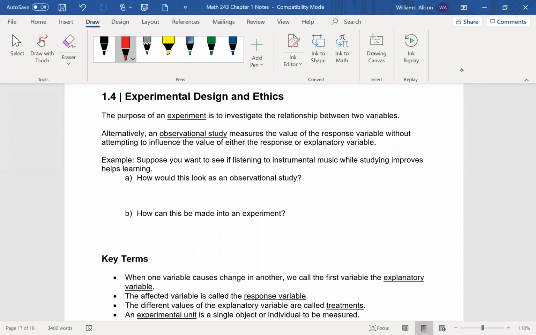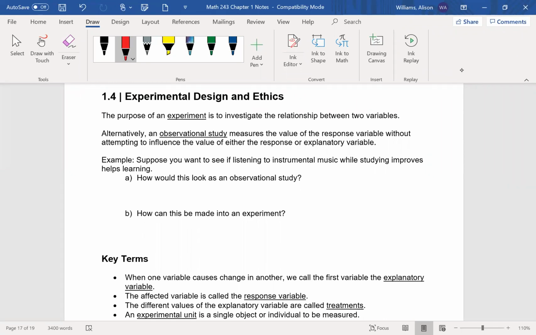All right, so an observational study, let's come back up to that, measures the response variable without influencing any of the variables. So it's this absence of influence. And that's the difference between an observational study and an experiment. An experiment is attempting to influence and see what happens with the response variable. So they might play around with the explanatory variable and kind of see what happens.